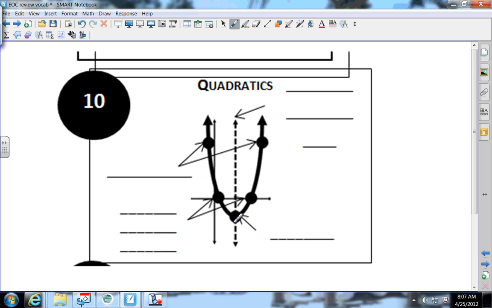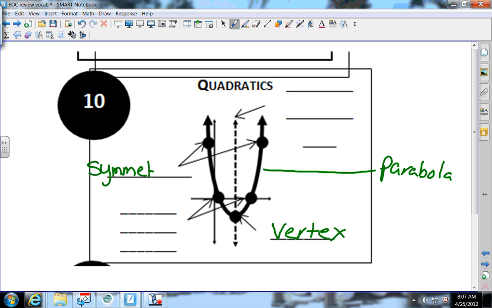What is this point right here? The vertex. What is the curve called? The curve is called the parabola. What are these points right here? Symmetric points. Don't write anything down yet.